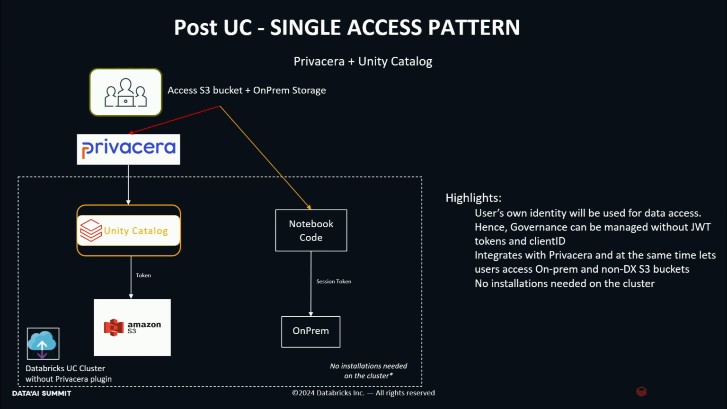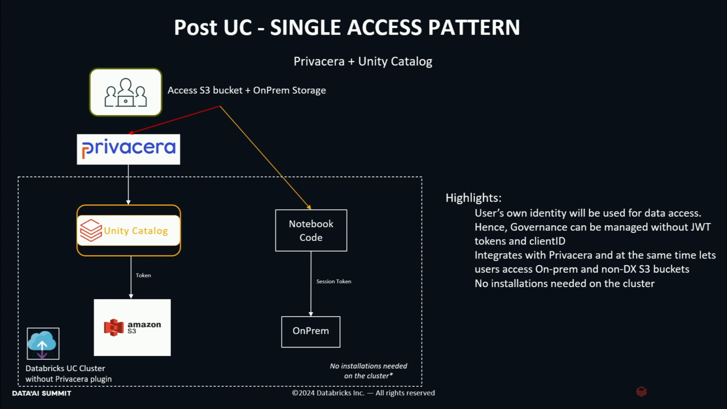Now how did Unity Catalog solve this problem? When Unity Catalog got integrated with Privacera, it moved Privacera completely out of the scope of the cluster. So with UC, as I said, access is tied to user level identity and not at cluster level. So the concept of client ID, scopes, JWT token, everything just goes away. So no need to install any jars, no need to install any Privacera policies on the cluster. Because we don't need to install all of this, the cluster is not locked by Privacera, and the cluster stays free to be used for on-prem access as well.